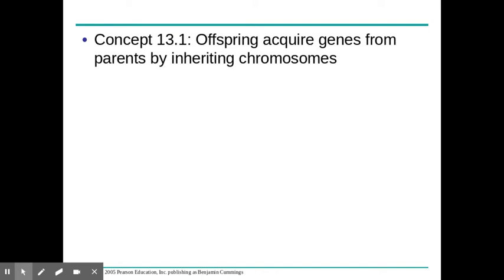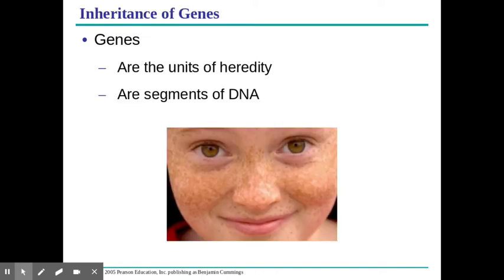So, first section, genes are the unit of heredity. They are a segment of DNA that codes for a trait. There are tens of thousands of different genes in the human genome, and each one will code for a specific trait or a specific protein.